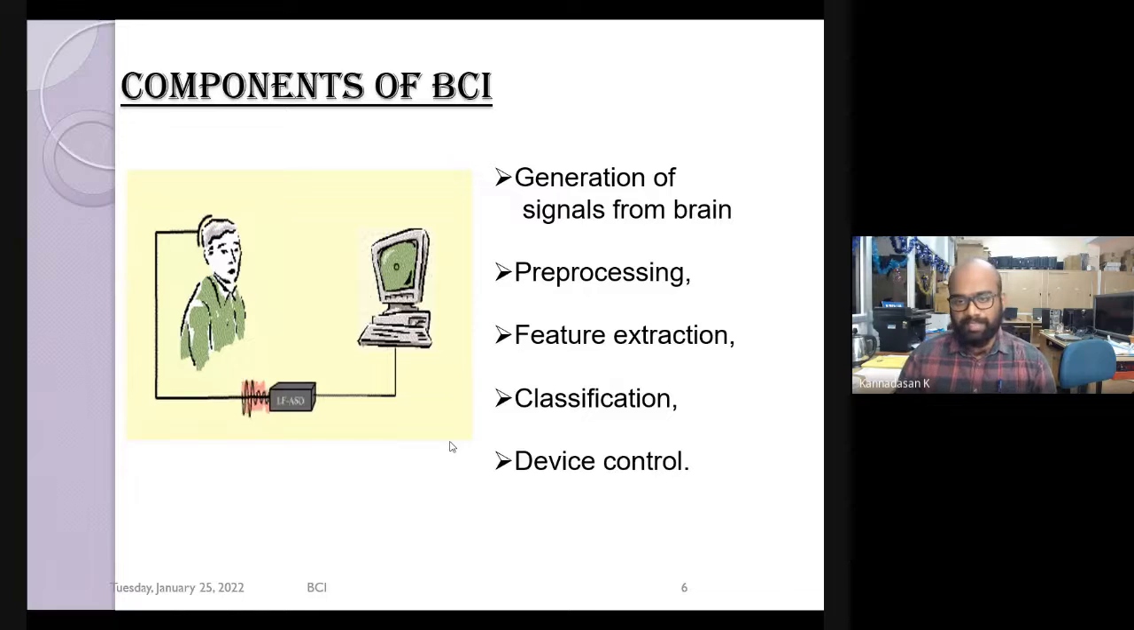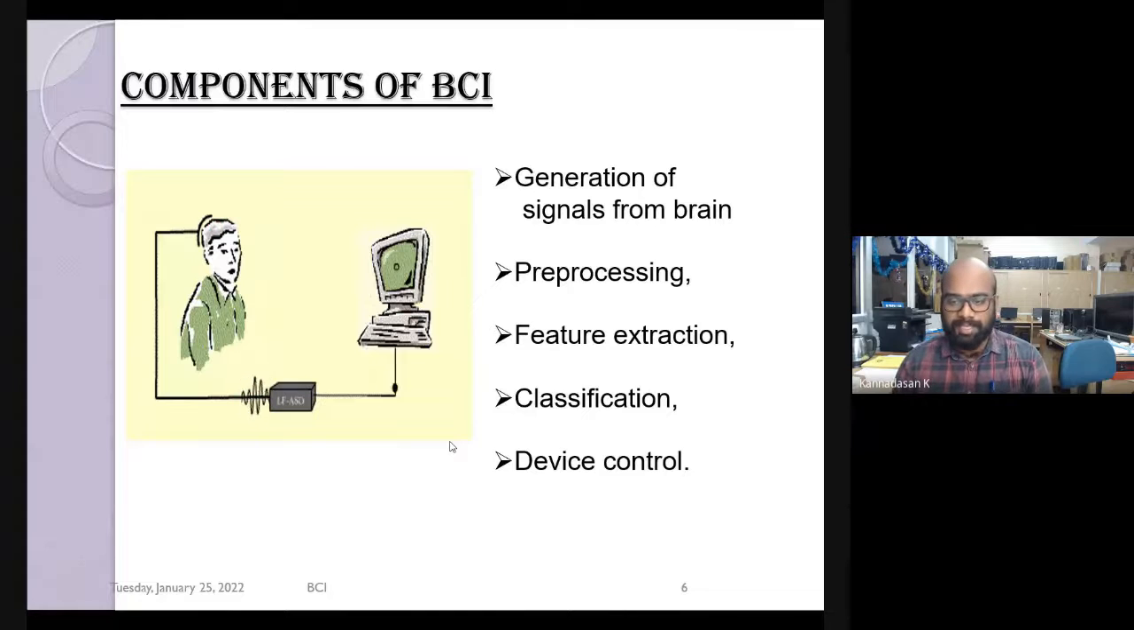Next, you'll be extracting a set of features based on what you're going to work on, and then classification. Finally, I designed a wheelchair and I am thinking something. Now I have a signal. Like I thought inside my brain that I'm moving towards the right. So my BCI system has to classify that I'm moving towards the right. That is classification: left, right, straight. What class it belongs to. Finally, device control.